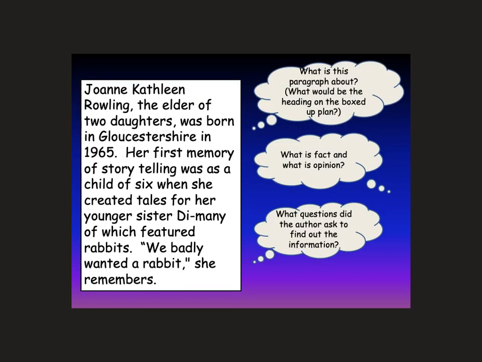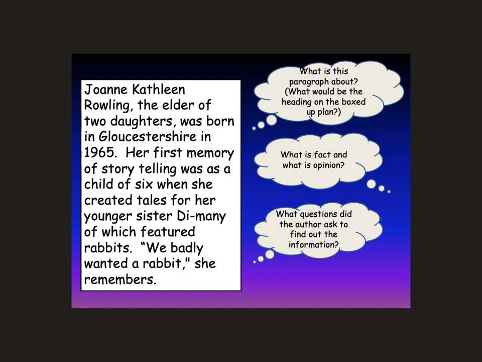Welcome back. Here's the next section of J.K. Rowling's biography. This part is the main body. Joanne Kathleen Rowling, the elder of two daughters, was born in Gloucestershire in 1965. Her first memory of storytelling was as a child of 6 when she created tales for her younger sister Di, many of which featured rabbits. "We badly wanted a rabbit," she remembered.